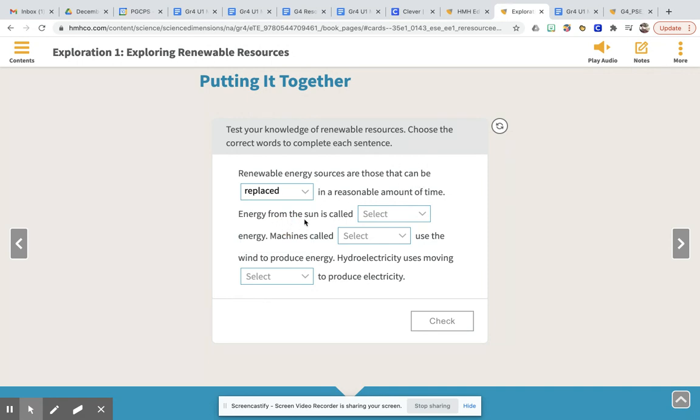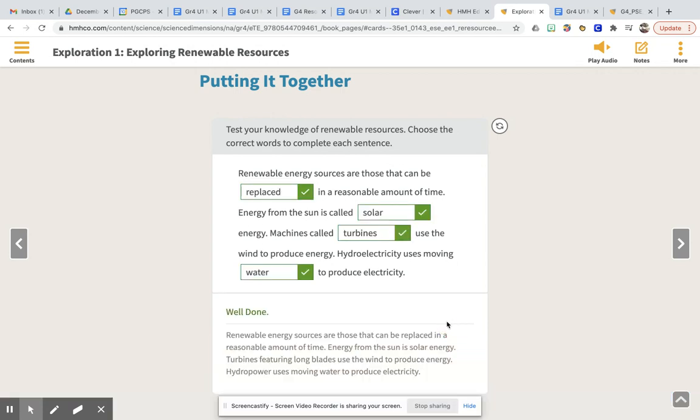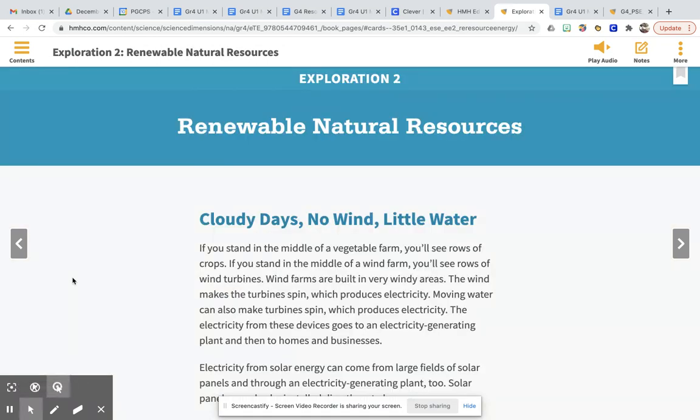All right, energy from the sun is called, which of these words mean sun? Solar, geothermal, or water? That's right, solar. Machines called blank use wind to produce energy. Machines called, that's right, turbines. Hydroelectricity uses moving blank to produce electricity. Hydro, what does the prefix hydro mean? That's right, hydro is water. Great job, guys. So here we are at exploration 2, renewable natural resources.